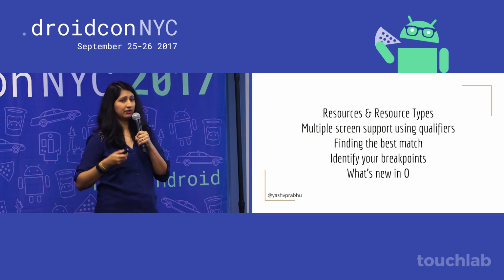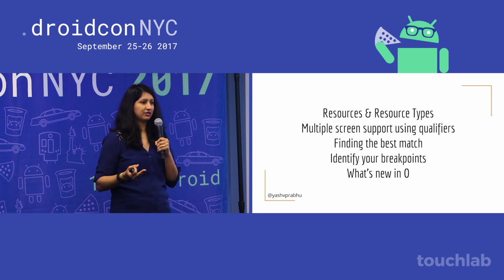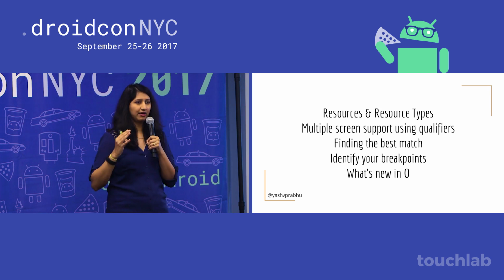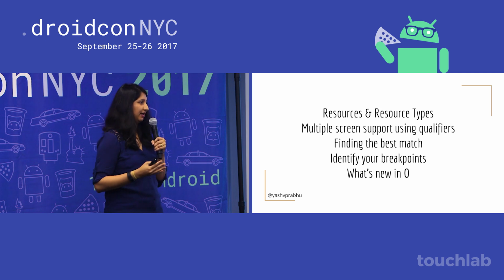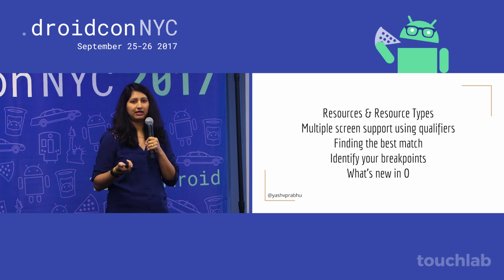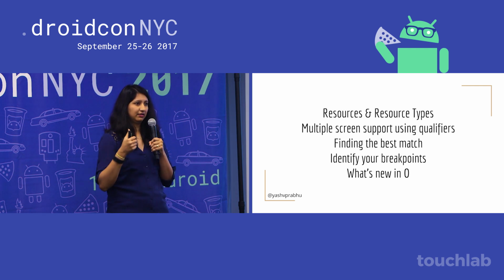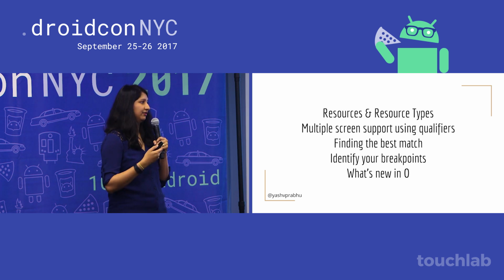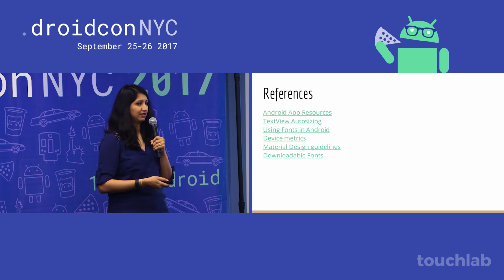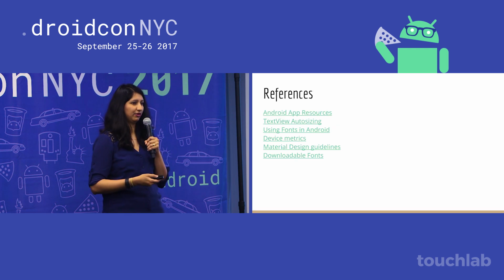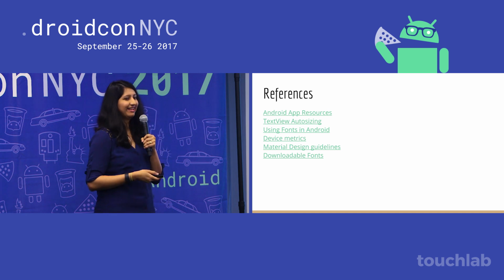So that's it. You've learned a lot about resources and resource types. There's not just the basic 4 that you get, there's many more. You can support multiple screens using qualifiers, and you know how Android finds the best match. It also makes sense for you to identify your breakpoints. Also, what's new in O is that fonts are now supported in XML with downloadable fonts. And you can also auto-size text views. So here are all the references I've used. It's a lot of fun reading through all of this. If you're a font geek like me, it is a lot of fun.